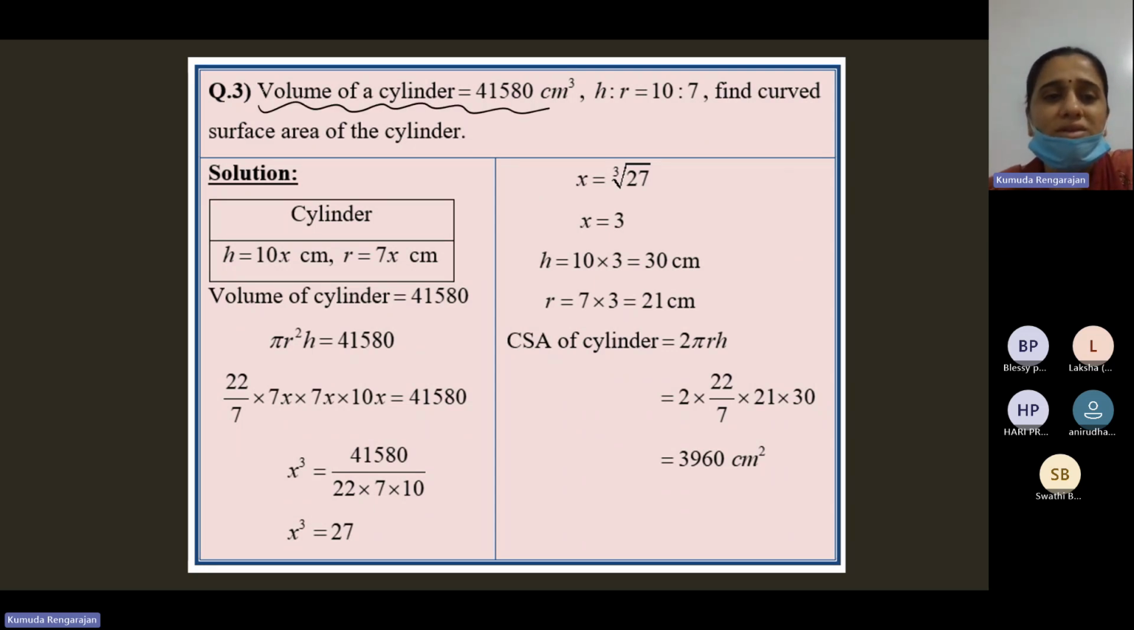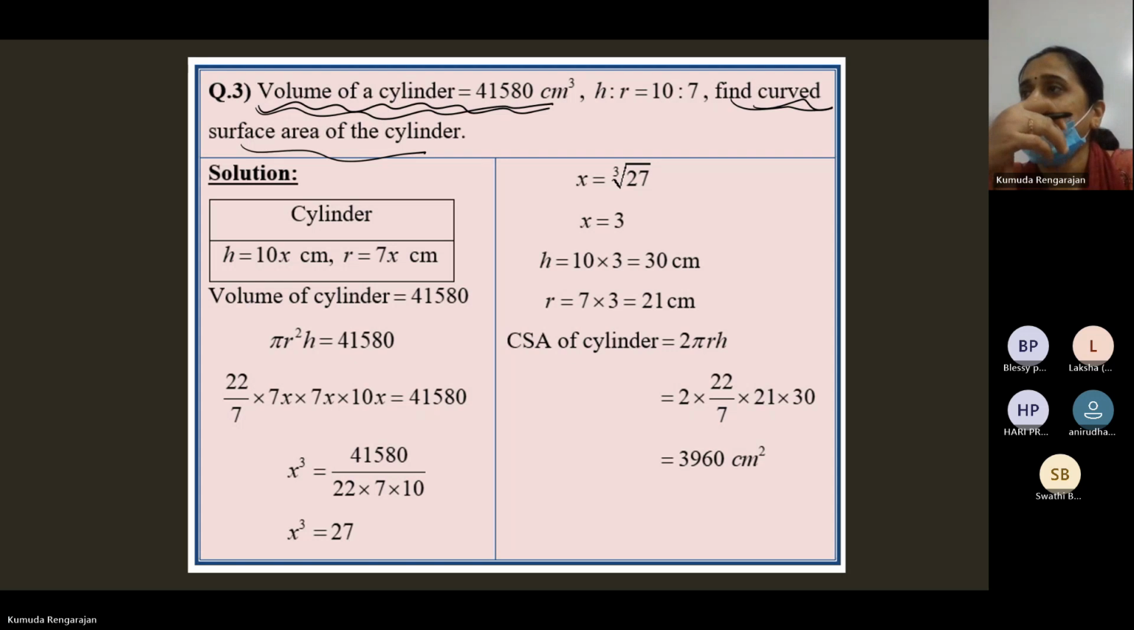Why do you think they're giving the volume of the cylinder to find the CSA of the cylinder? To find the CSA, what should they give you? Radius and height. To find the CSA of the cylinder, they should give you the values of R and H so that you can put it in 2 pi RH and find. Then why are they giving you volume? Because they've not given radius and height. So you should use this information to find radius and height. Volume information is given for you to find the radius and height. So you should use that information, find radius and height, and then find the CSA.